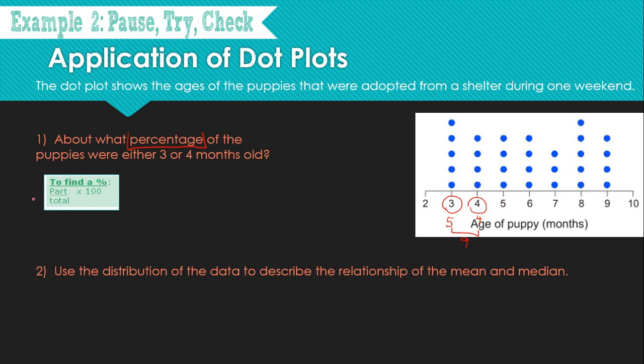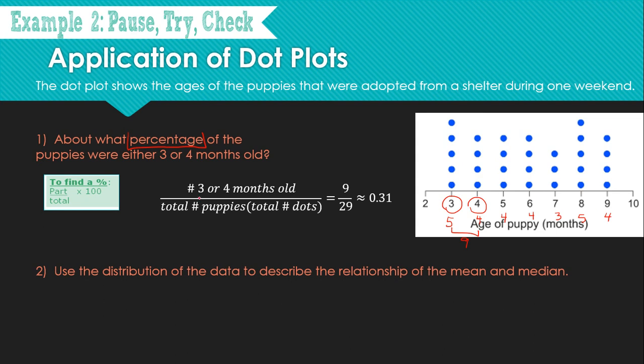Now I'd also need to find the total amount. I could go through and write the totals of each of these values here, and then add them all up. So the number of 3 or 4-month-old puppies was 9, and the total number of puppies is the total number of dots, which, if we add these up, gives us 29. When I divide, I get 0.31, but remember we have to multiply that by 100 to get a percent, so about 31% of the puppies were either 3 or 4 months old.